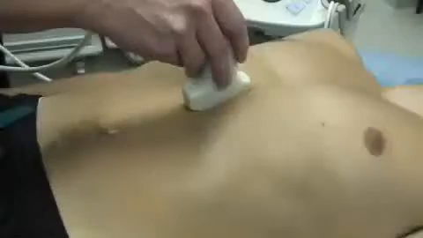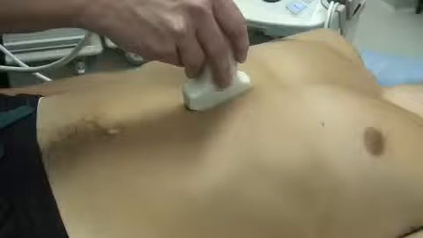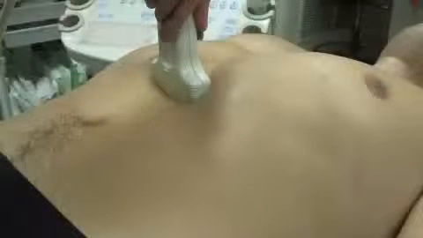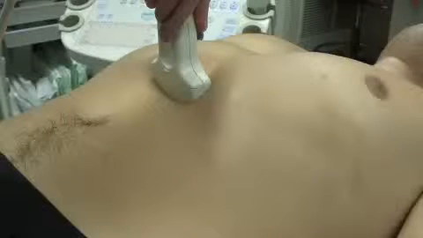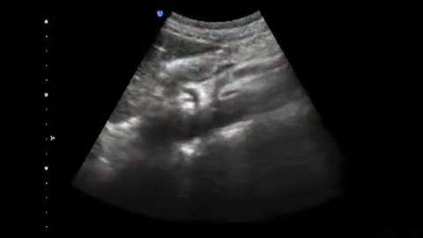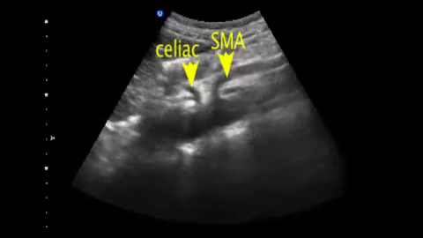To perform the exam, a curvilinear abdominal transducer is used. To begin, place the probe just below the xiphoid and obtain a longitudinal view in the standard manner with the marker dot toward the patient's head. Alternatively, a transverse view could be obtained in the same position with the marker dot pointing to the patient's right. Using gentle pressure will help displace more superficial structures. In the longitudinal view, the takeoff of the celiac axis and superior mesenteric artery can often be visualized.